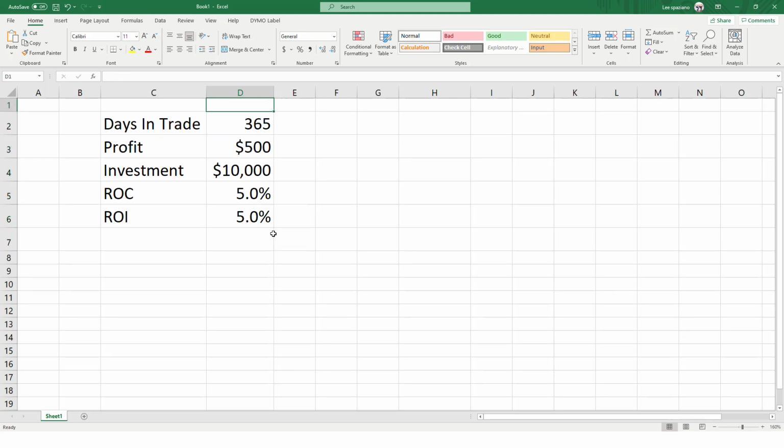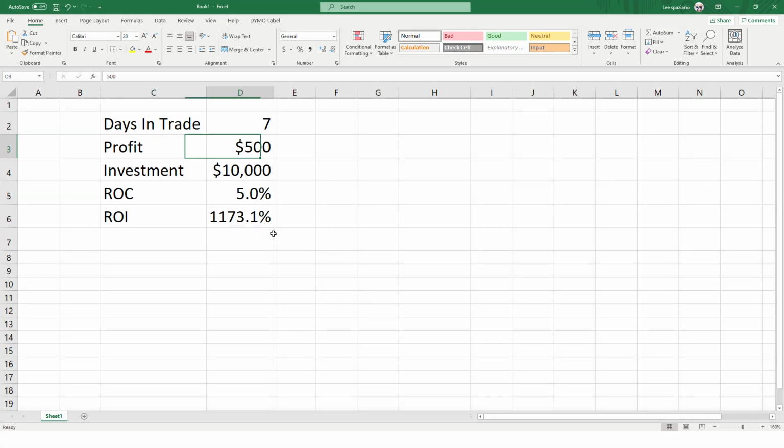But what if instead of 365 days, we were in this for only 180 days? Now our return on capital is 5%, but our return on investment went up because when you annualize that return on capital, it's more than double. Now, a lot of times we'll do a 1-day trade or a 7-day trade. If we did a 7-day trade, that number gets to be pretty big.